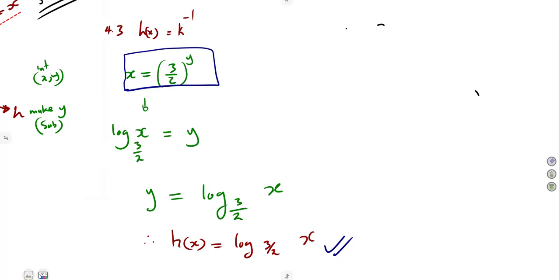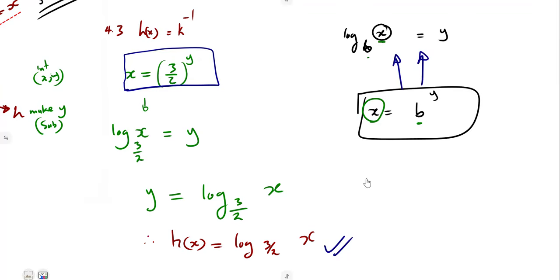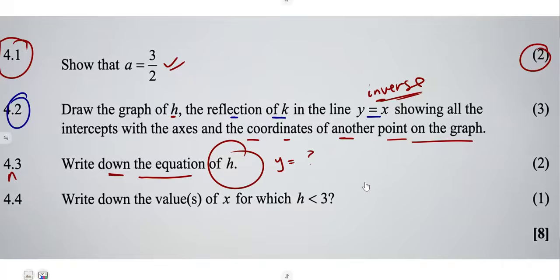This is what we have. All right, let me just leave this one. We might need to use it later on, when answering this other part of the question: write down the values of x for which h is less than 3.